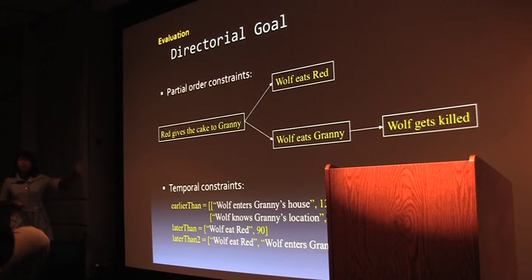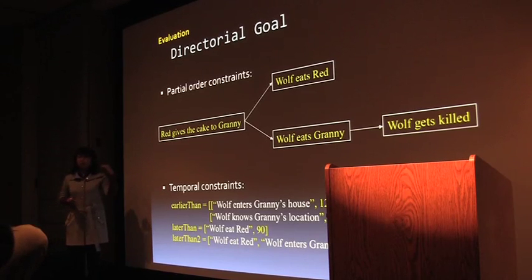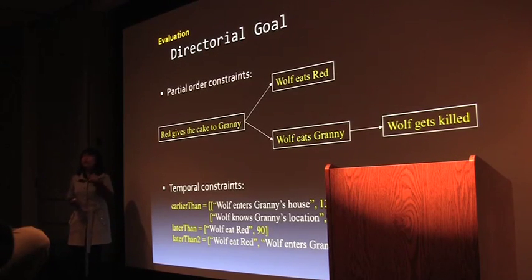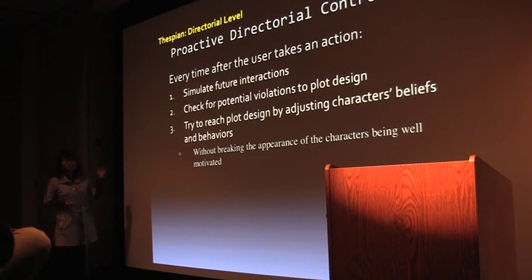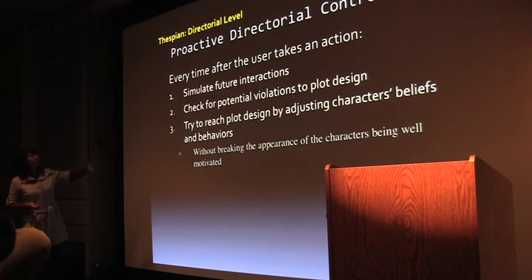Given such plot design goals, the director agent's task at this level is: while the story is ongoing and the user is interacting, how can I dynamically manage the story so that even though the user may want to take different actions, all these constraints will be satisfied in the interaction? So what does the director agent do? On a higher level, it goes through a proactive loop, if you will.